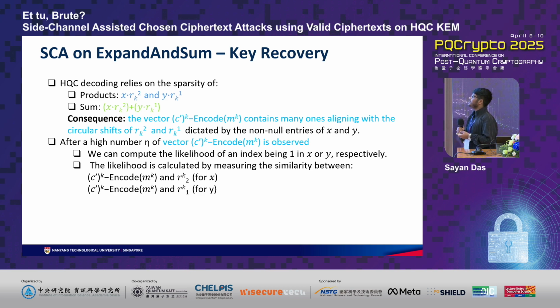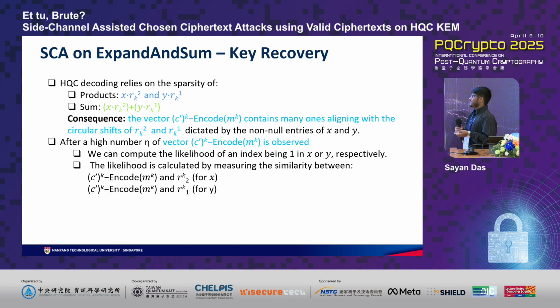Basically, HQC decoding relies on the sparsity of the products X R2 and Y R1 and the sum X R2 plus Y R1. The consequence of this is that the vector of the code word and the encoded message, the difference between them, contains many ones, which aligns with the circular shifts of R2 and R1. So this is actually dictated by the non-null entries of X and Y.